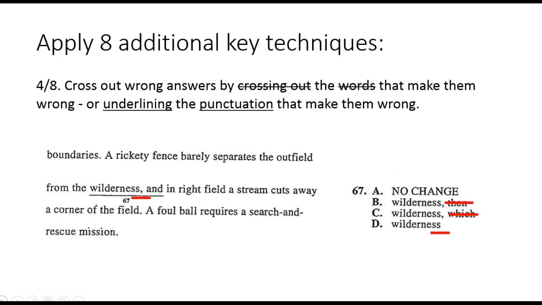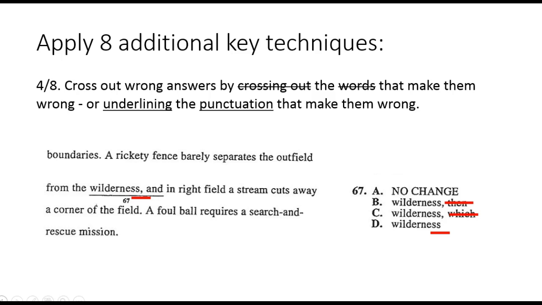You want to underline the punctuation that makes it wrong instead of crossing it out, because if you cross out a comma or a period, once you've crossed it out and then you come back to it later, you forget if it was a comma or period, and you can't even see because you crossed the whole thing out. So you want to underline punctuation that makes an answer wrong. And this forces you to hone in on the specific part of the answer choice that makes it wrong.